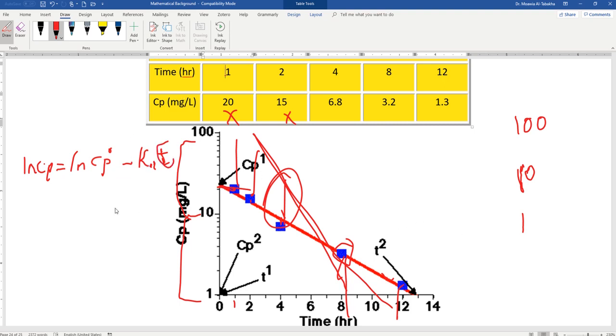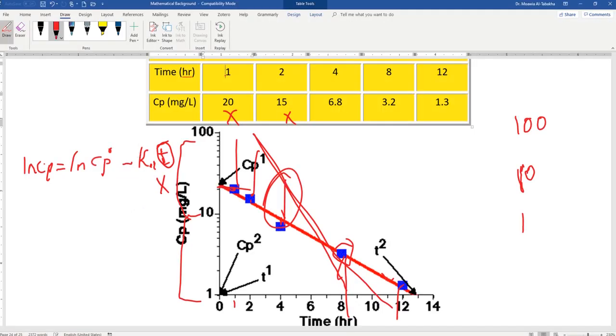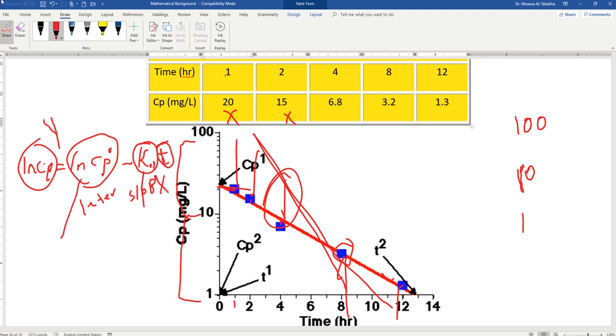So this is your x-axis. This is your slope, and this is your intercept, and this is your y data. Okay, so how can I define this line? I can define it by calculating the slope and the intercept. Then everything can be solved.